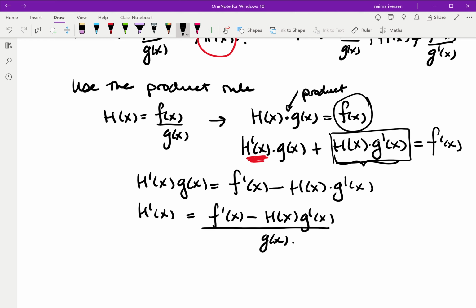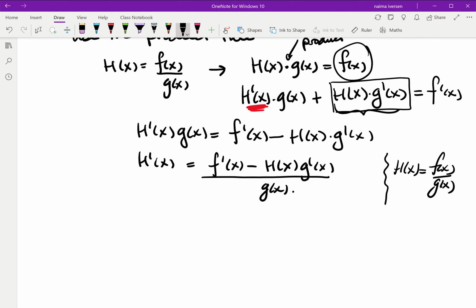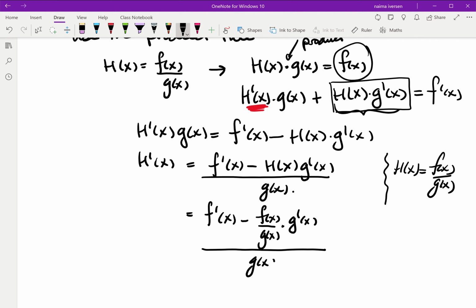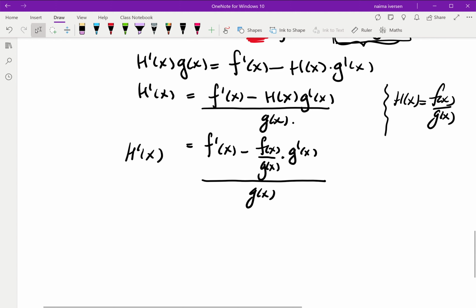There's one more problem with this, though, is that we have to remember that h of x in the first place was f over g. And we need to really get rid of that h of x in my original. So we've got f prime of x is minus f of x over g of x times g prime of x, all divided by g of x, which unfortunately has brought us to a complex fraction. Yuck. So I'm going to multiply the top and the bottom by g of x.